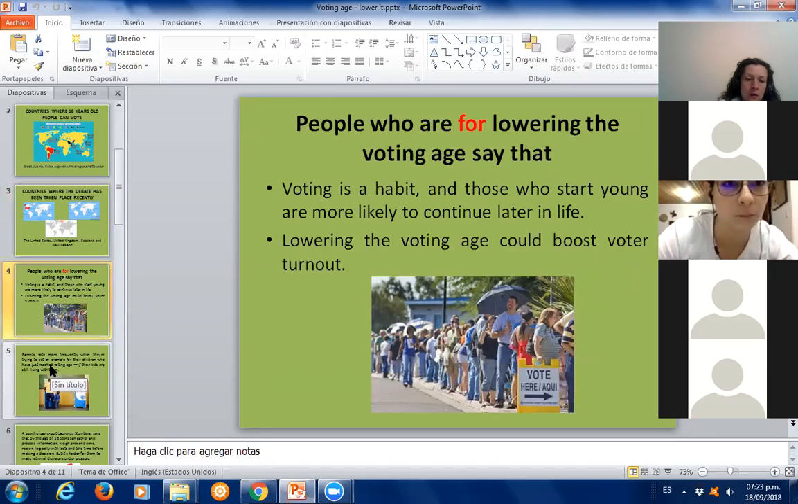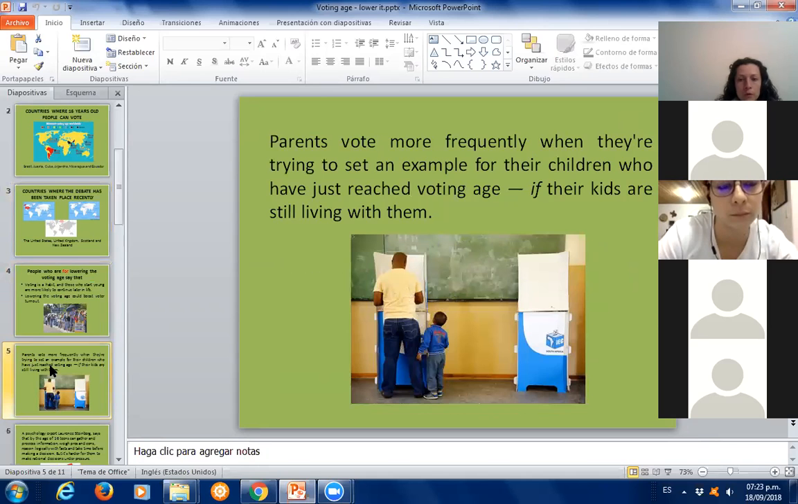Other pros that I found out is that by lowering the age in the countries where it is legal, governments have observed that more adults started voting. And they think that happened because they want to give a good impression to their children, who are going to have the same right by the age of 16.